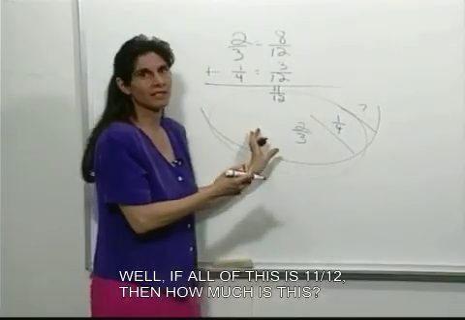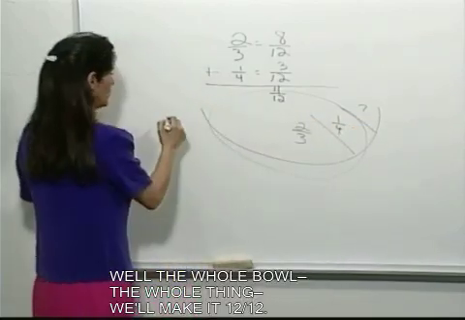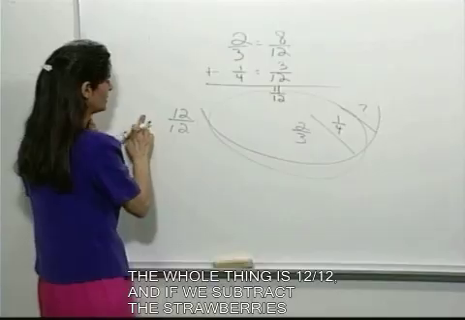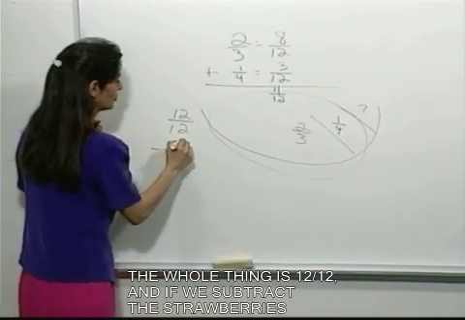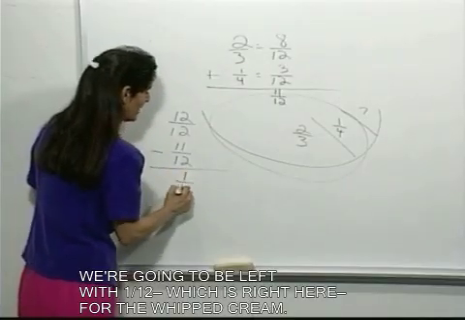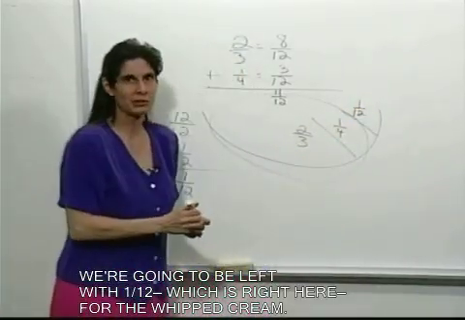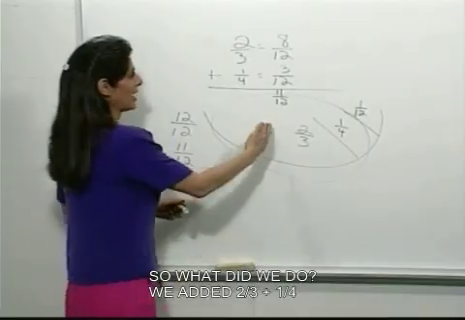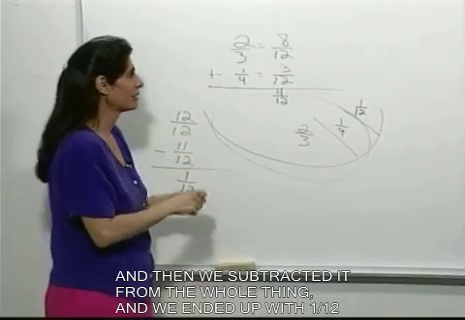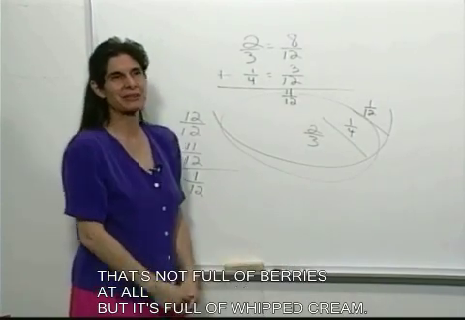Well, if all of this is 11 twelfths, then how much is this? Well, the whole bowl, the whole thing, is 12 twelfths. And if we subtract the strawberries and the blueberries from it, we're going to be left with 1/12, which is right here, for the whipped cream. So what did we do? We added 2/3 plus 1/4, and then we subtracted it from the whole thing, and we ended up with 1/12 that's not full of berries at all, but it's full of whipped cream.